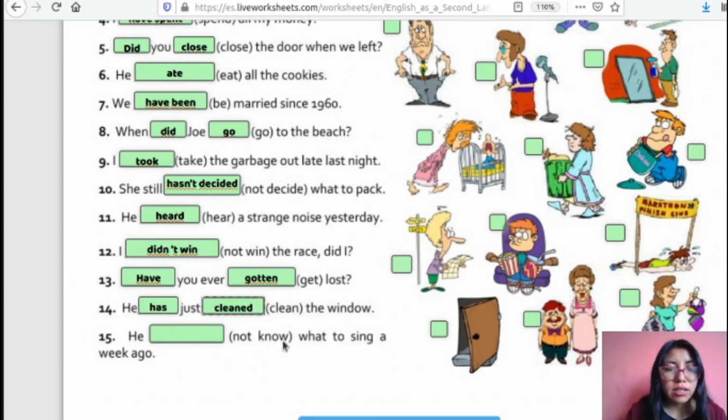He not know what to sing a week ago. Pay attention, a week ago. In this case that is a time expression, so that is a definite action, so I am going to use past simple. Okay, he didn't, because it's negative. He didn't know what to sing a week ago.